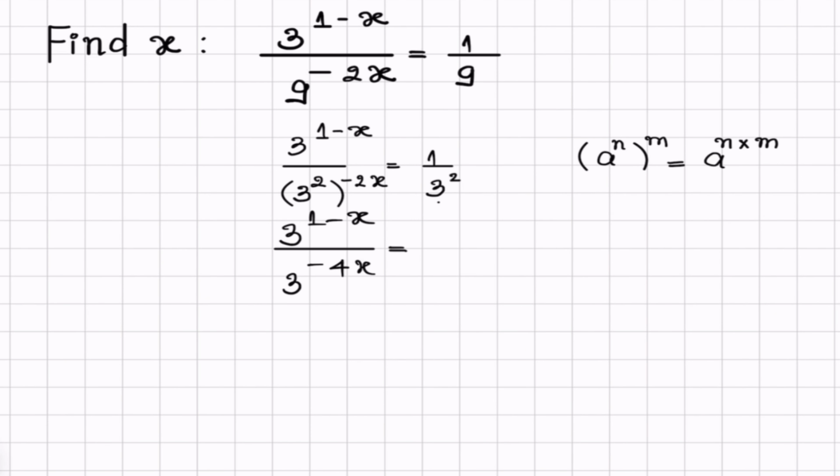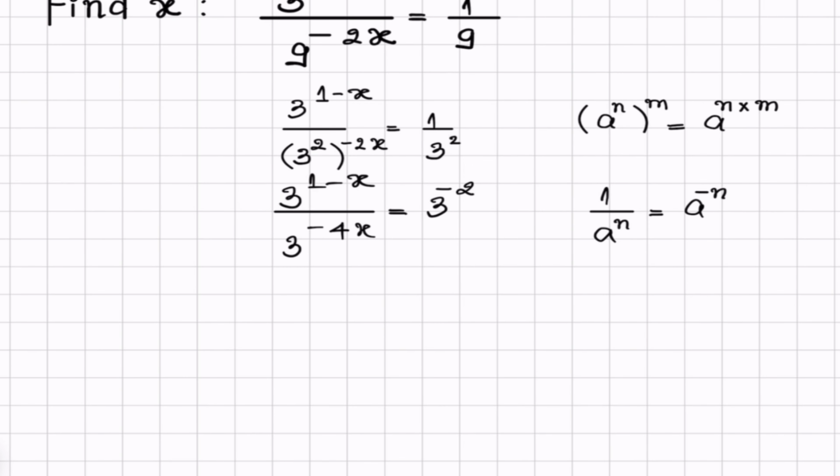Okay, and then we got 3 to the power of minus 2, because when we have 1 over a to the power of n, that will be equal to a to the power of negative n. And now another formula that we are going to use: when we have the same base, a to the power m over a to the power of n, we will get a to the power m minus n.